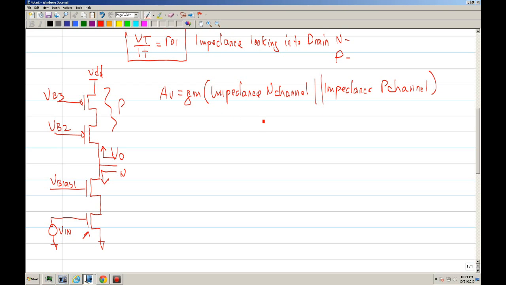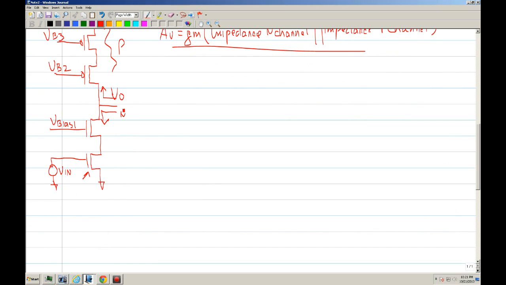Okay, so how do you derive the impedance? Okay, so basically that's what we need to do. Now we can do a little substitution.